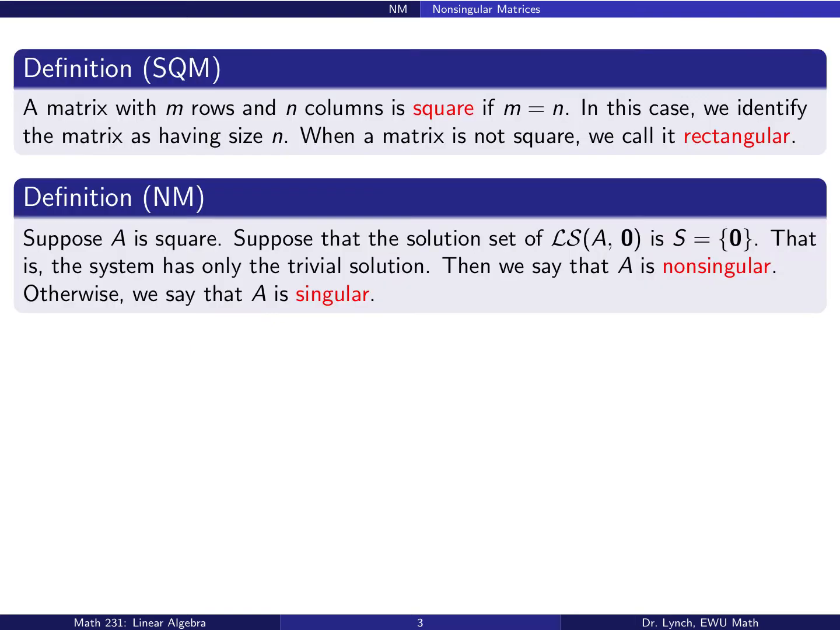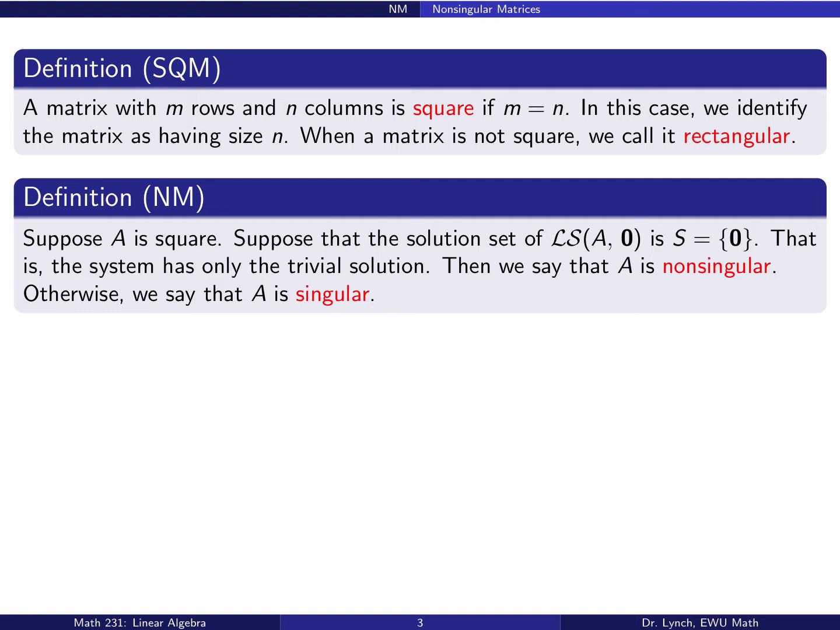So here's a definition. In order to talk about a non-singular matrix, we first need to identify whether a matrix is square. A matrix is square if it has the same number of rows and columns. In this case, of course, that number of rows and columns might be called n. We'll say the matrix has size n. Of course, if a matrix is not square, we'll call it rectangular. So the characteristic of singular is a characteristic that only square matrices can have. So if a matrix is square, it may be singular.